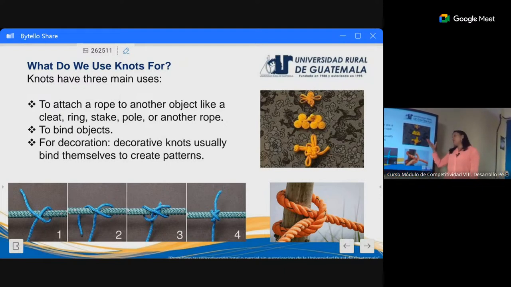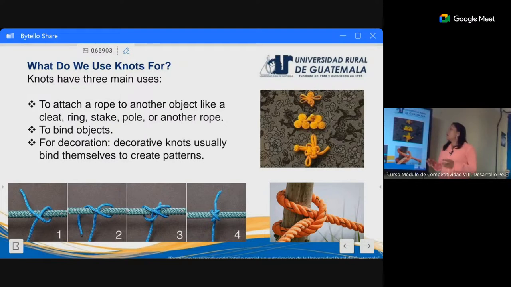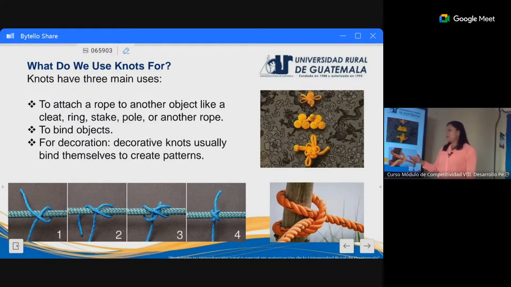Also for decoration, in China they have an art called knotting. That is the art for them to make this type of decoration through knots. They make knots for decorative articles, called macrame as well. I'm going to show you more of the ones that they make. Those are really beautiful, but they use them for decoration. And also to bind objects, to pull or to push.